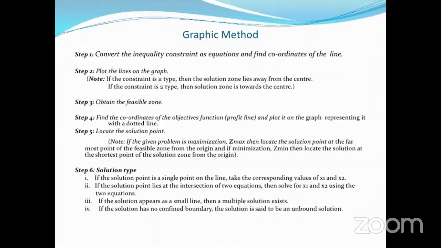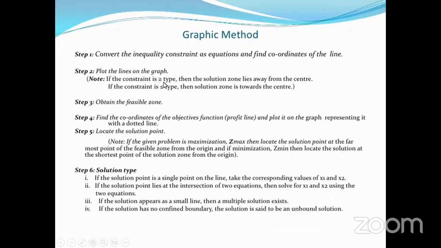So to solve by the graphic method, first of all, we must see the equality or inequality constraints, the conditions, whatever we have, that we need to convert the inequality constraints into equations, as equalities, and find the coordinates of the line. Coordinates in the sense x coordinate and y coordinate, that is x1 and x2 values we need to find out within the constraints. Then step 2, plot the lines on the graph.